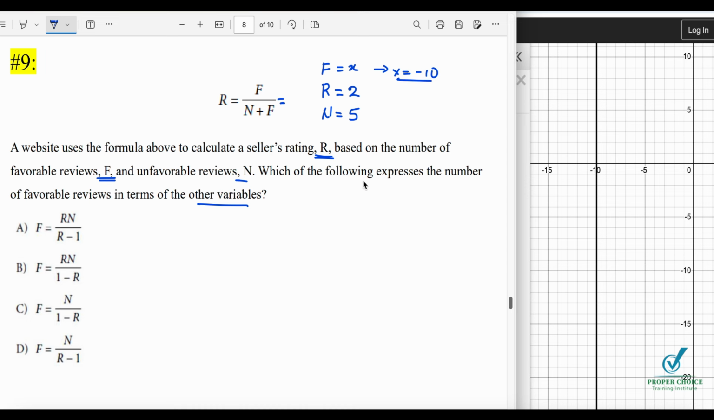That is the same as the value of f. Now how do we check the options? Put the value of r as 2 and n as 5 and check which option gives me the same answer, x equal to negative 10. It's just by trial and error.